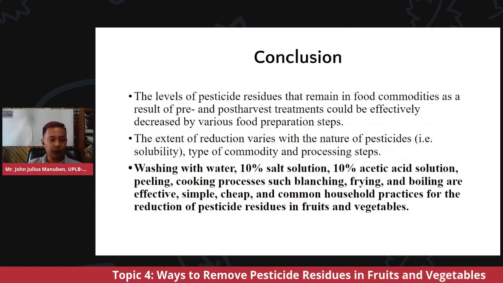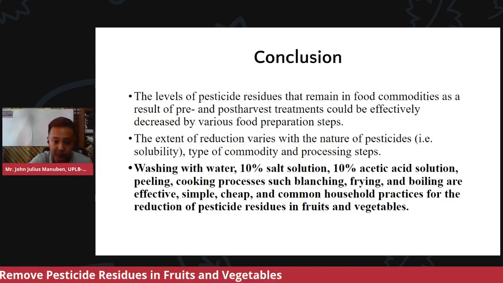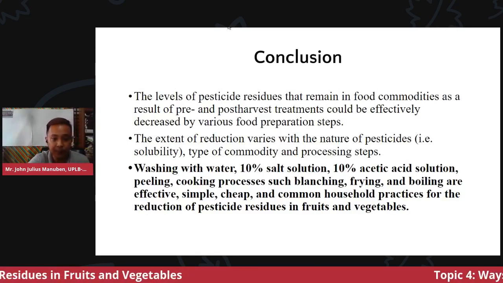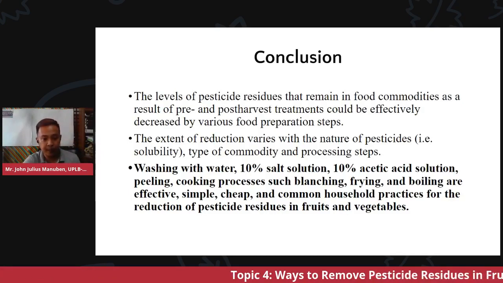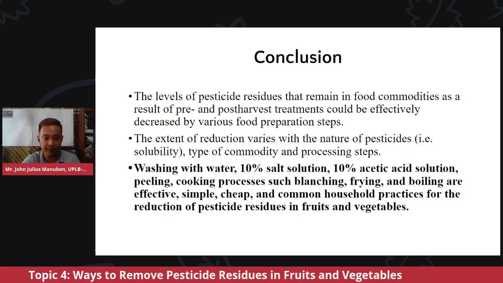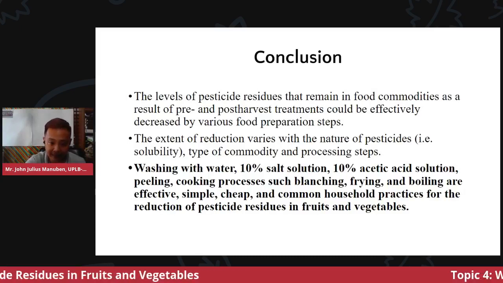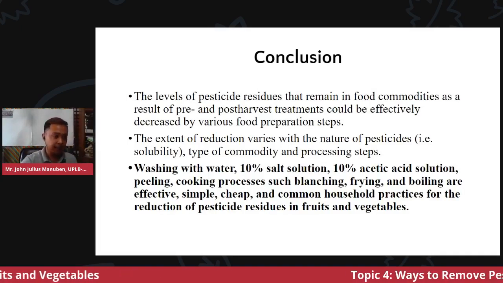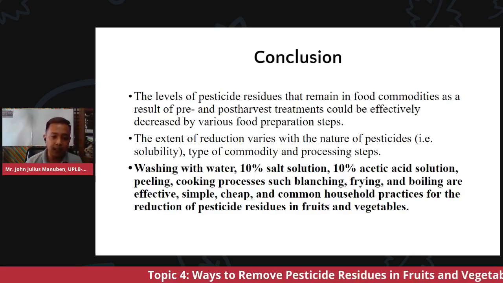So, bit summary lang. So, the levels of pesticide residues that remain in food commodities as a result of pre- and post-harvest treatment could be effectively decreased by various food preparation steps. So, dun sa bawat treatments na ginawa nila sa vegetables and fruits. So, the extent of reduction varies with the nature of pesticide, type of commodity, and processing step. So, dito, tandaan natin na walang one step that fits all.